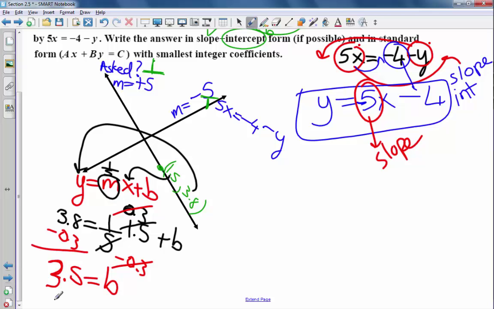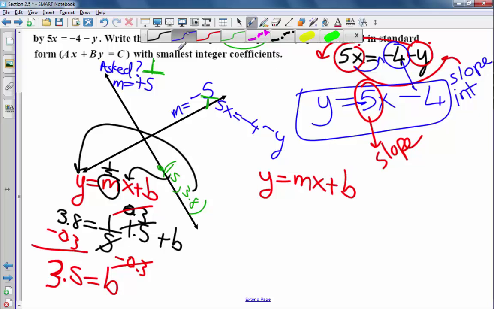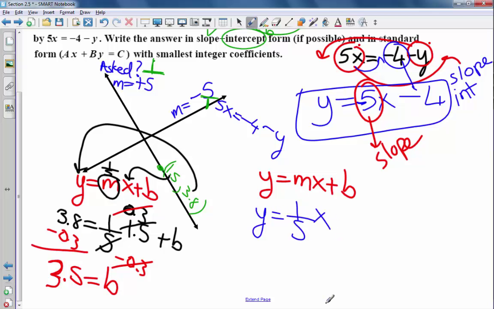Okay? Are we done? Let's write it up again. y equals mx plus b is how we started. Again, we first found m by using perpendicularity. We found m, which is 1/5. And then we used the point to solve for b, and we found it. Let's put it back, 3.5. All done, right? For slope intercept, this is slope intercept.